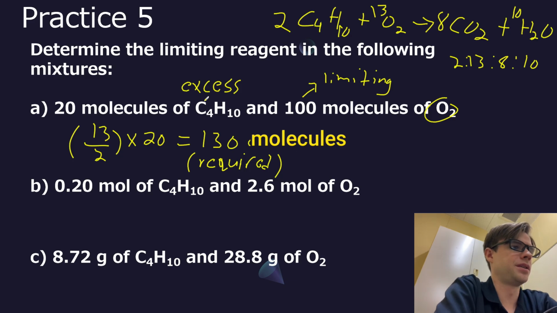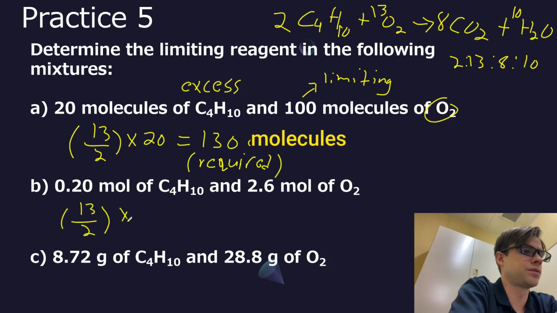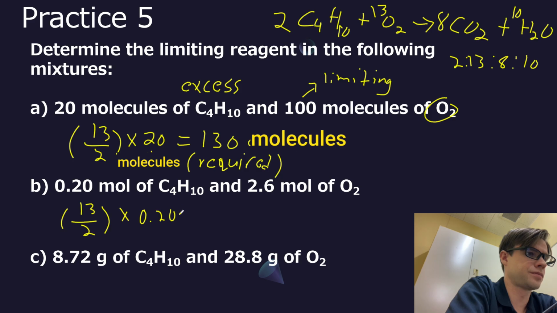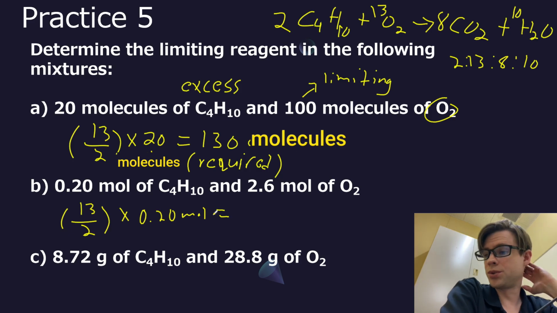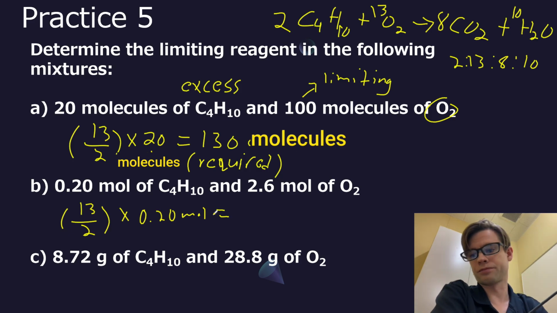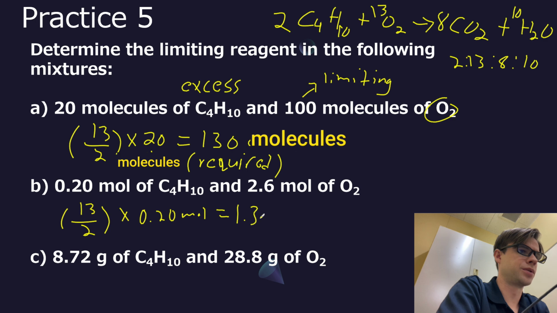All right. Part B then, 0.2 moles C4H10 with 2.6 moles of O2. Let's do the same thing. The ratio is still the same here, the same reaction happening, 13/2. This time we'll multiply by the moles though. These were molecules. Now we're doing moles. (13/2) times 0.2. 1.3 mole of O2 required.